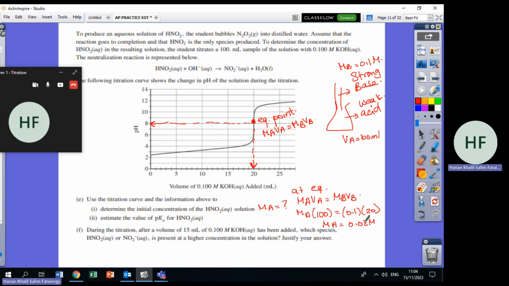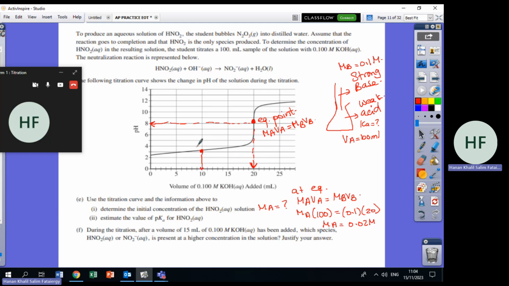Okay, now the second point. Since it's a weak acid, it has a Ka. Where will I look to find Ka? I need the pKa. I will find it at the half equivalence point. The equivalence is at 20, so half of 20 is 10. So I will go to the half equivalence point.